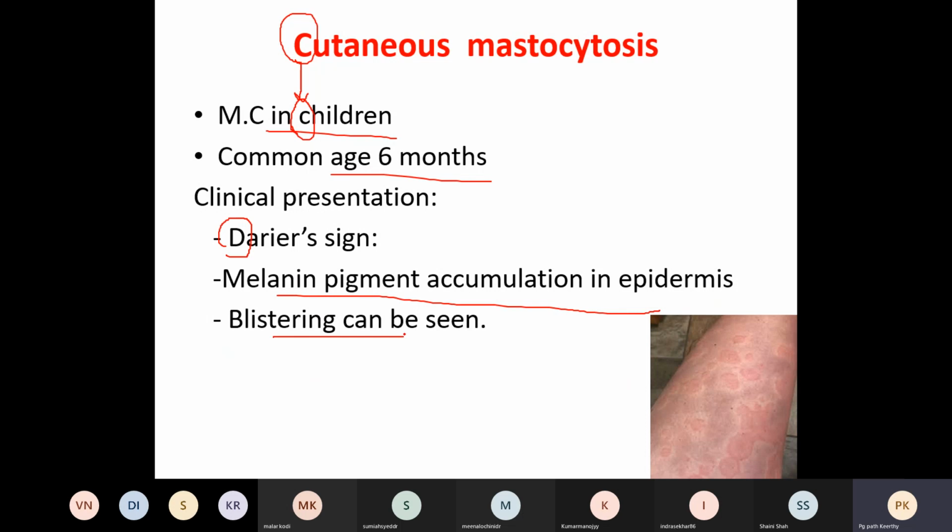So this is a diagram which is showing wheal and flare like urticarial rashes.